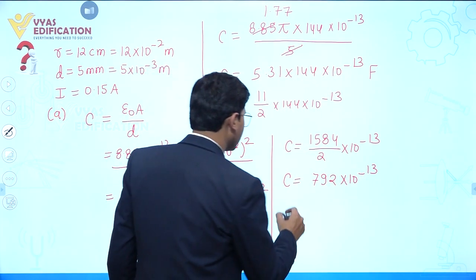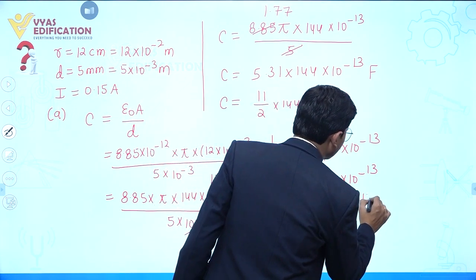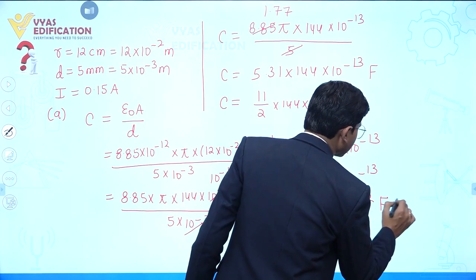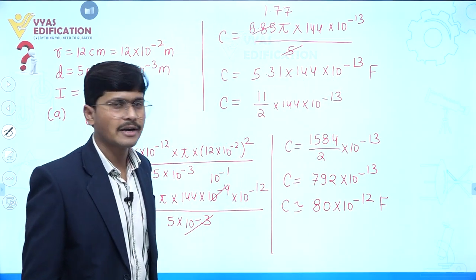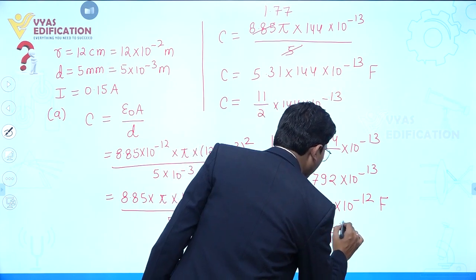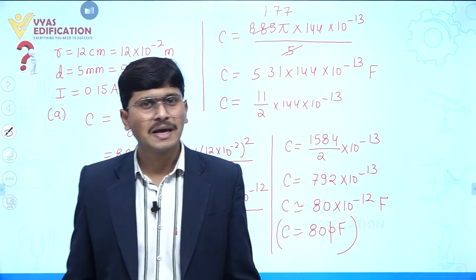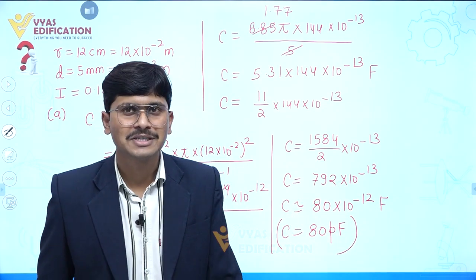So from here you can see this C is near about 80 into 10 to the power minus 12, and because this is capacitance, capacitance value we find in farad, clear. So C value is, we are getting, this is 80 picofarad, clear. So this is the value of capacitance of this capacitor, clear.